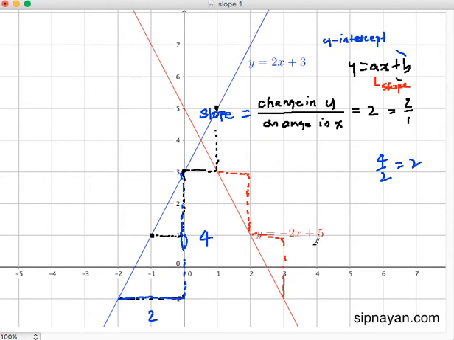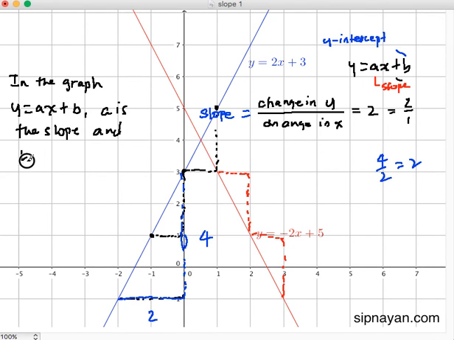Okay, so I guess that's it for this video. Ang siguro ang pinaka-generalization natin dito is in the graph, no? In the graph, y equals ax plus b, no? A is the slope, no? And b is the y-intercept.